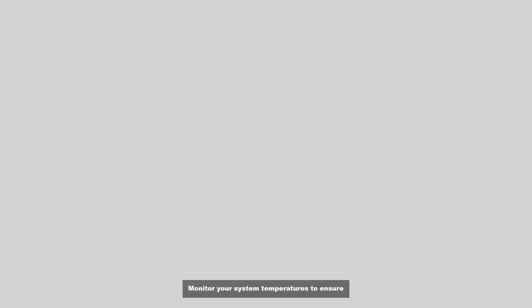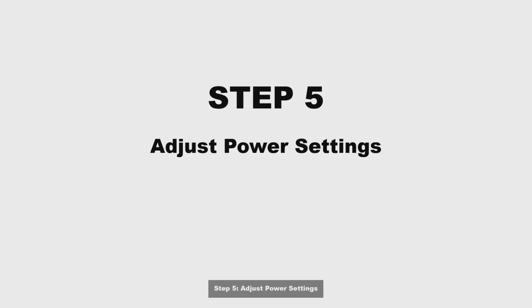Step 4. Check for overheating. Monitor your system temperatures to ensure that your CPU and GPU are not overheating. Use software tools to check temperatures and consider cleaning your hardware or improving airflow if temperatures are too high, as overheating can lead to performance issues.